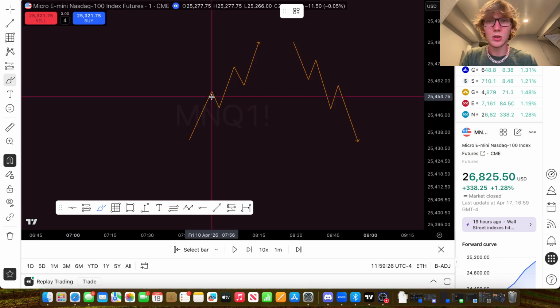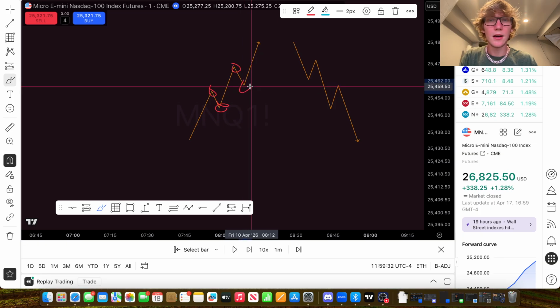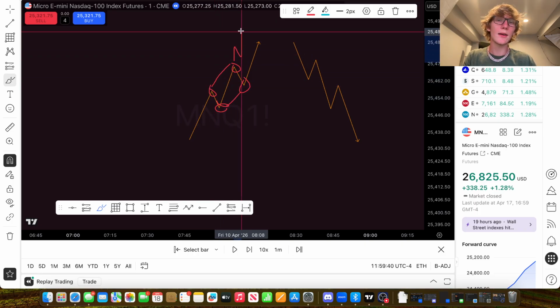So what makes a bullish market are these. These are called higher highs, and these are called higher lows. As you can tell, this most recent low is going to be higher than that low. This most recent high is going to be higher than that high. So it's making higher highs and higher lows, forcing price to go higher.